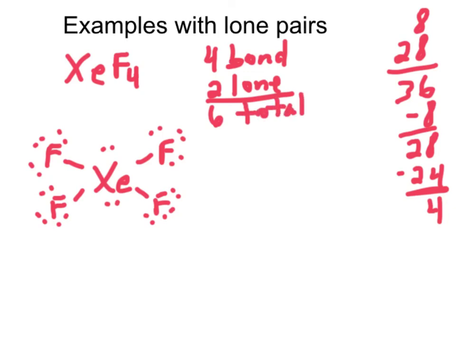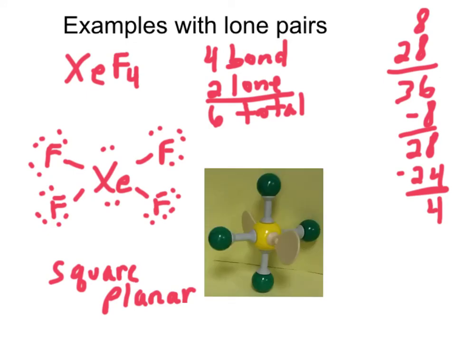The general structure for that is that of the octahedral, but if you can imagine the octahedral with the top and bottom gone, it turns into a flat structure known as the square planar. Let's take a look at what that model looks like. Here we go. Now you can see that I put the lone pairs opposite of each other.